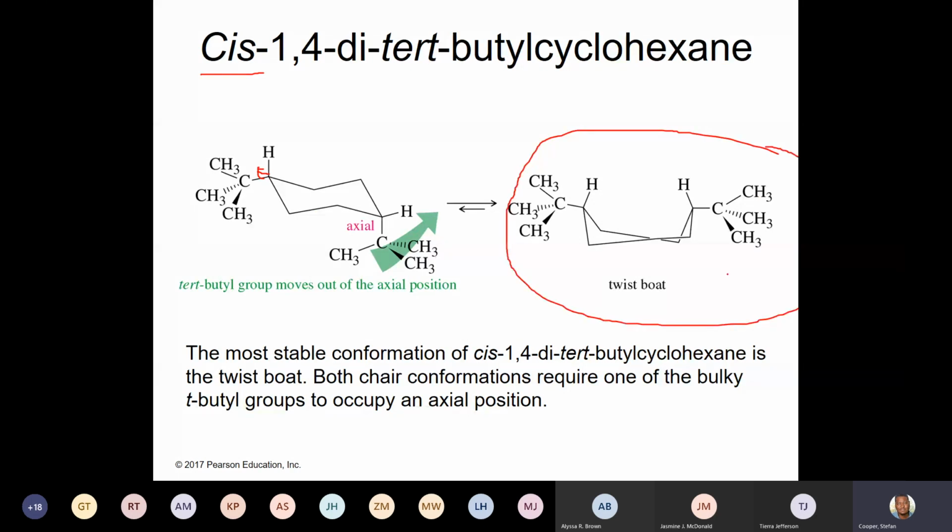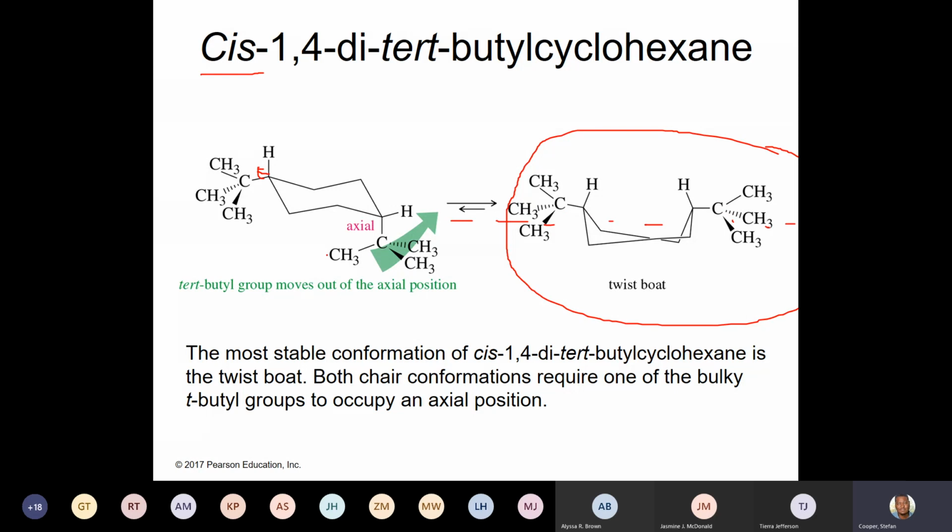And why do you think it prefers to be in a twist boat conformation? The energy. Well, the fact that it alleviates any one of these groups being axial, right? So this thing is kind of leaning to the side, which is equatorial. Again, equatorial is along the plane, right? All right, and this tert-butyl group is also equatorial. So this is the only conformation that allows both of these tert-butyl substituents to be equatorial.